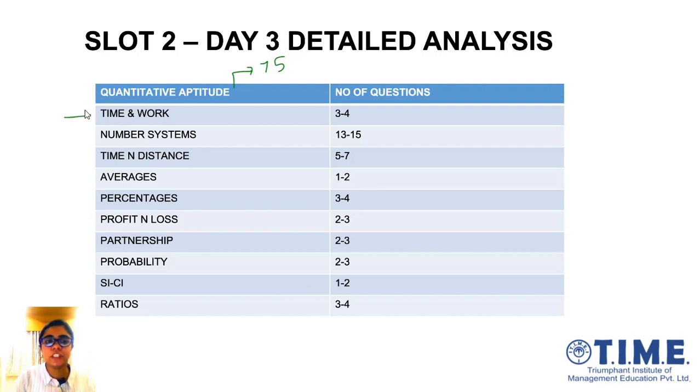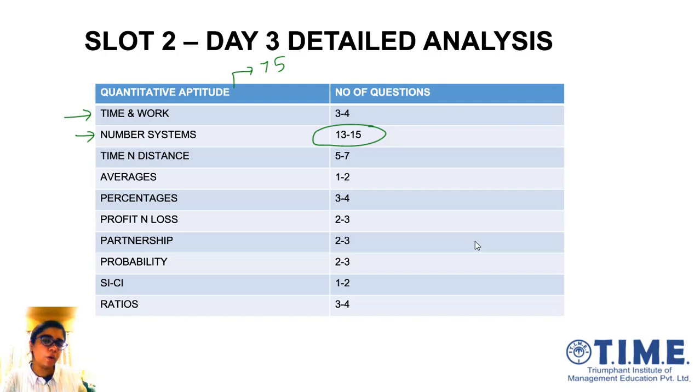Time and work had 3 to 4 questions. They were manageable questions, not very tedious. Number systems was asked in a huge chunk, 13 to 15 questions. Topics like HCF, LCM, prime numbers, cofactors, factors. There was a question on factorial, then on remainder theorem: if this plus this is divided by 17, what is the remainder? There were a lot of questions on number systems.